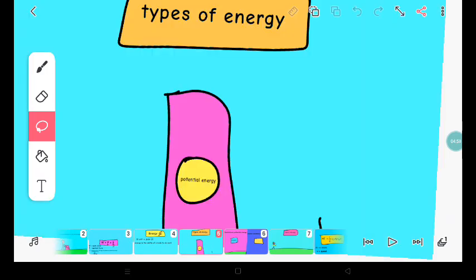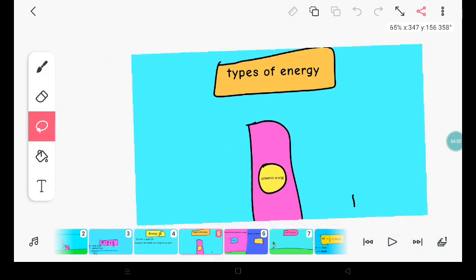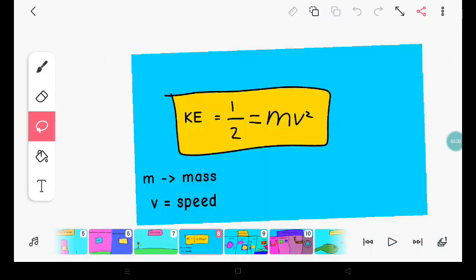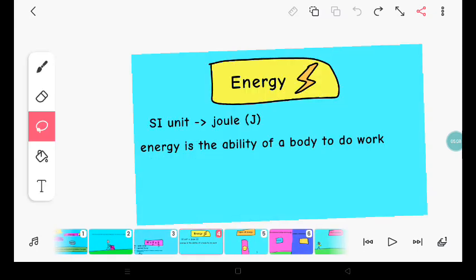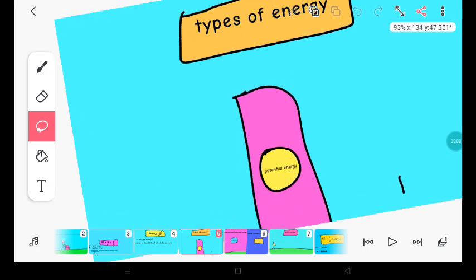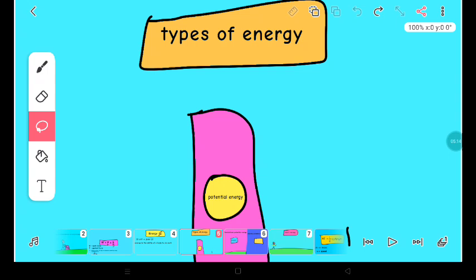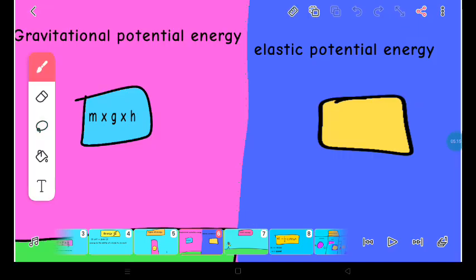Now let us learn about the types of energy. I don't know how many types of energy there are. So let's learn about the types of energy now. Potential energy is the energy stored in something. Potential energy is of two types.